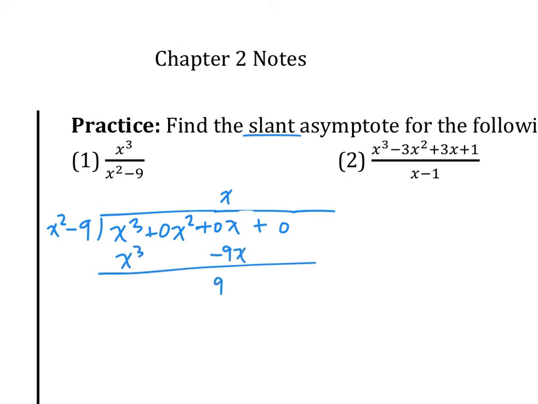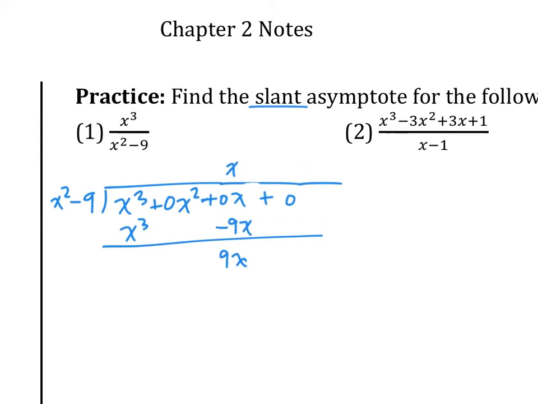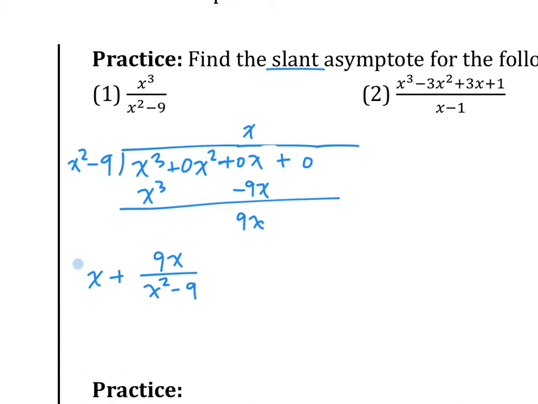All right, subtract, down 9x. And we cannot go any more than that. So if we were to write this in fraction form, we would get x plus remainder over divisor. Now, which part is the actual slant asymptote? That is the quotient. y equals x. So there's a slant asymptote y equals x, meaning when x is very large, instead of going to a constant number like a horizontal asymptote, it's going to shape like x.